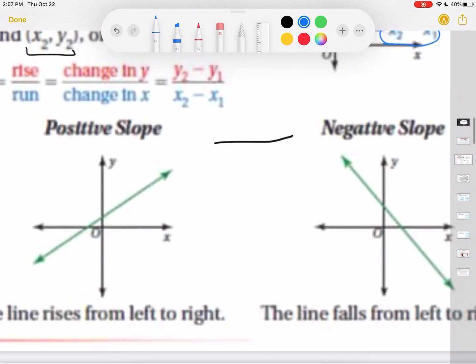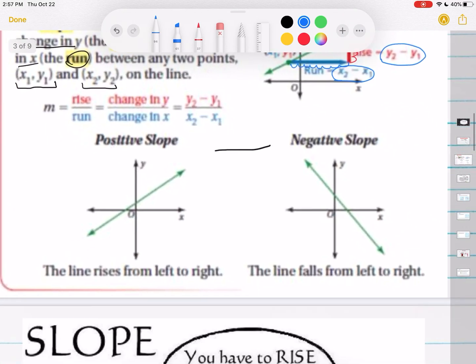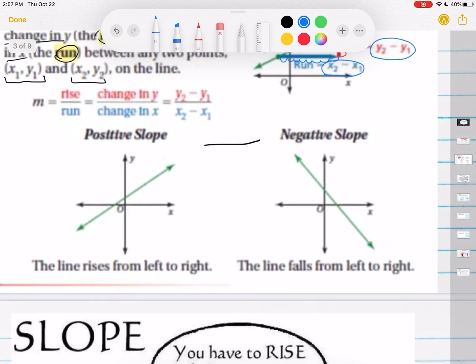Now our essential question talked about how can you describe slope. When they say describe, they mean positive or negative, right? A positive slope is a slope that's increasing, or the line rises as we move from left to right. A negative slope is a line that is decreasing, or in other words, the line is falling as we move left to right.